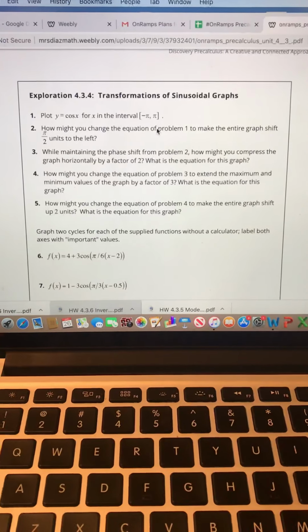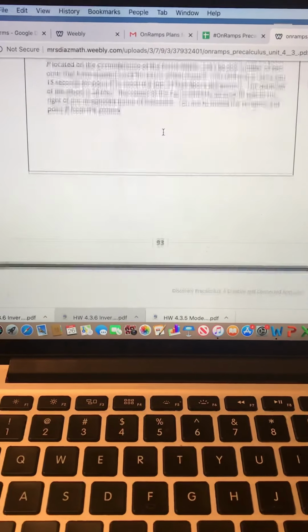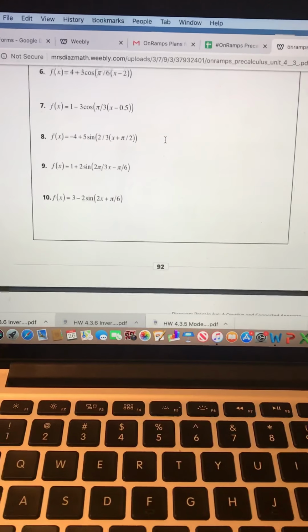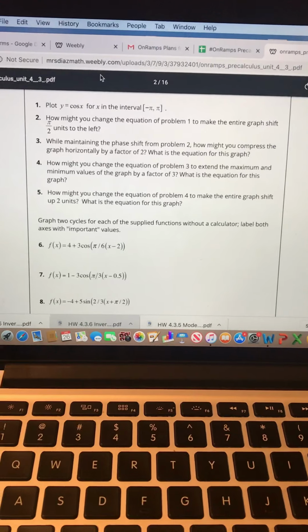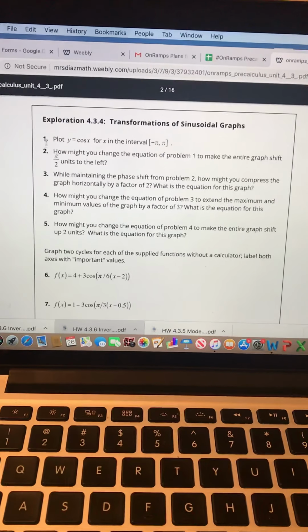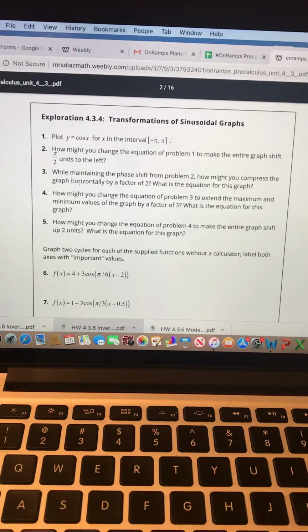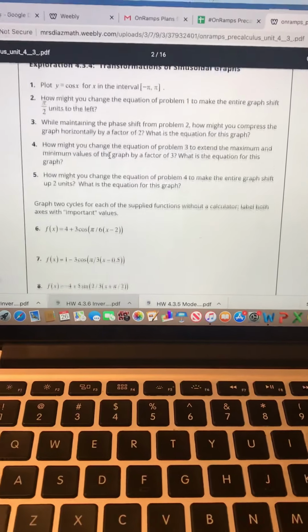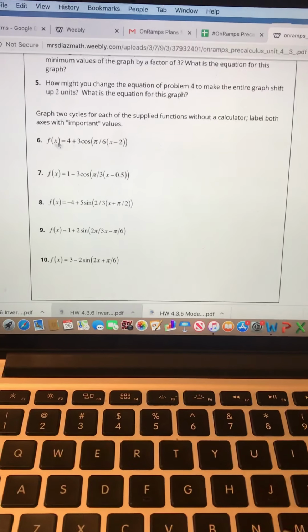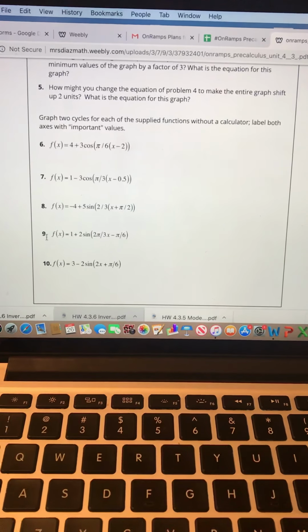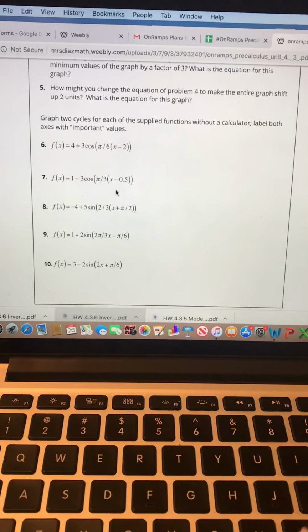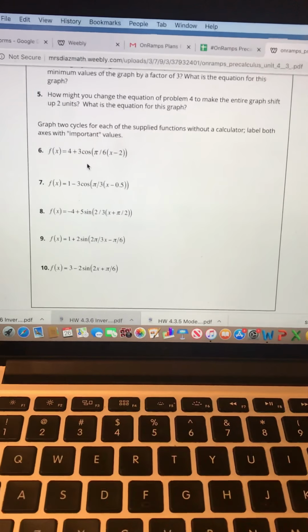All right, on-ramps, we are on page 92 of the packet, and we are looking at exploration 4.3.4. I want you guys to try 1 through 5 in your groups, work together, but I'm going to go ahead and show you an example of number 6 and maybe one like number 9. So I'll do number 6 and number 9, and you guys can follow my lead.